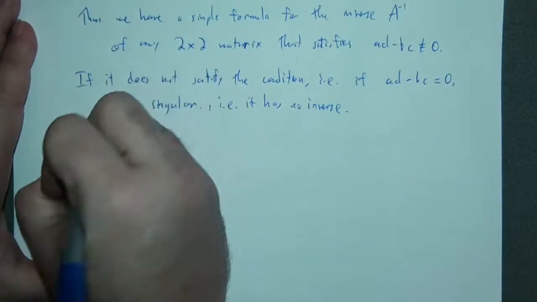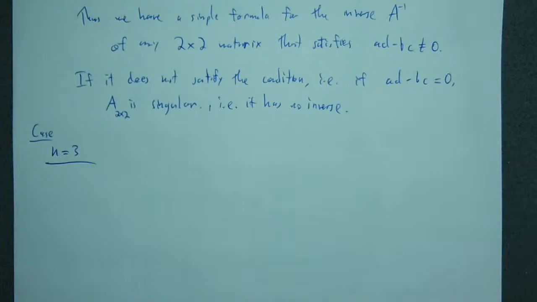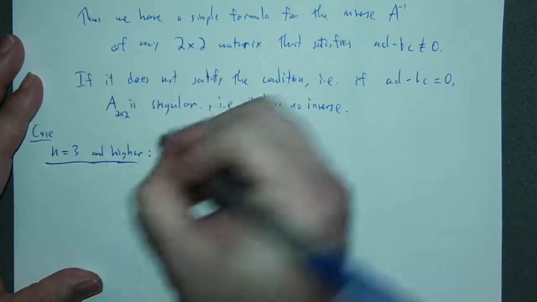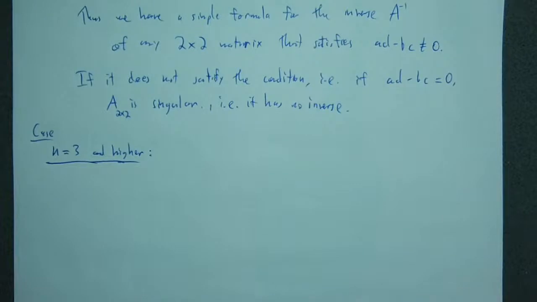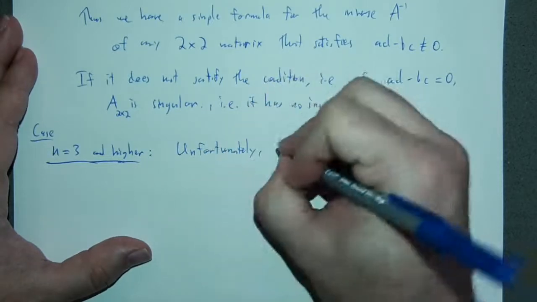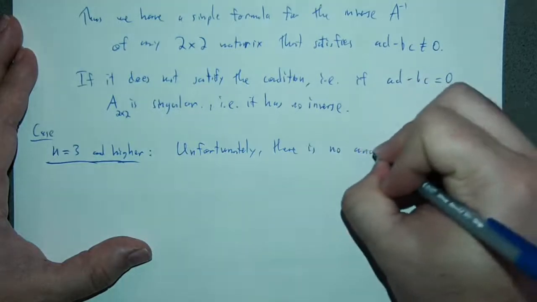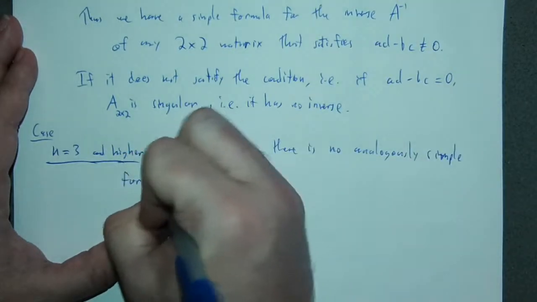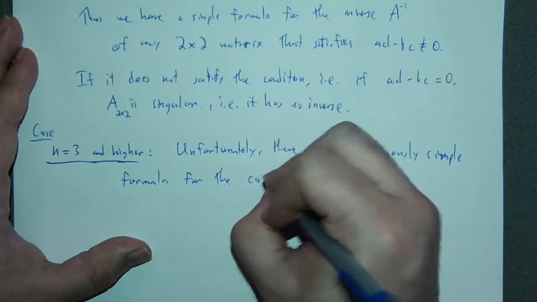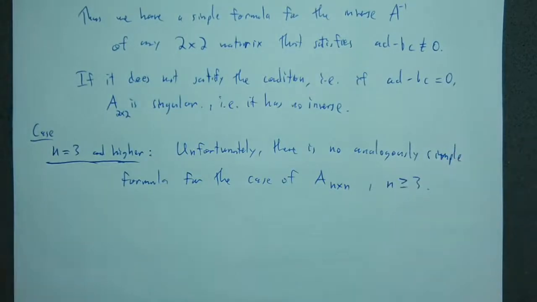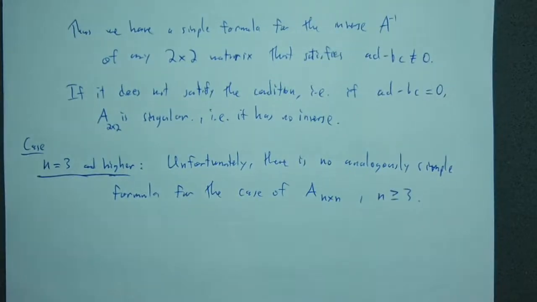So I have one more case I want to discuss. The case is n equals 3 and larger, of course. I don't have enough time to start here, so I'm just going to say one thing, which is, unfortunately, there is no analogously simple formula for an n by n matrix where n is greater than or equal to 3. There is a formula that is similar, but it is not simple anymore.